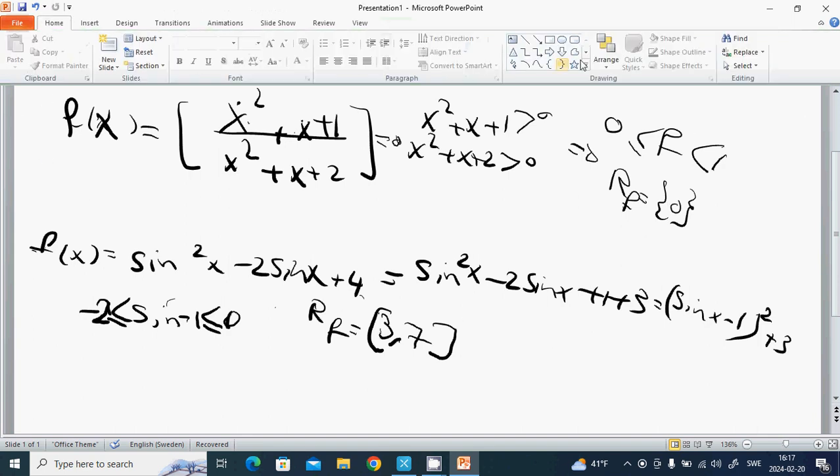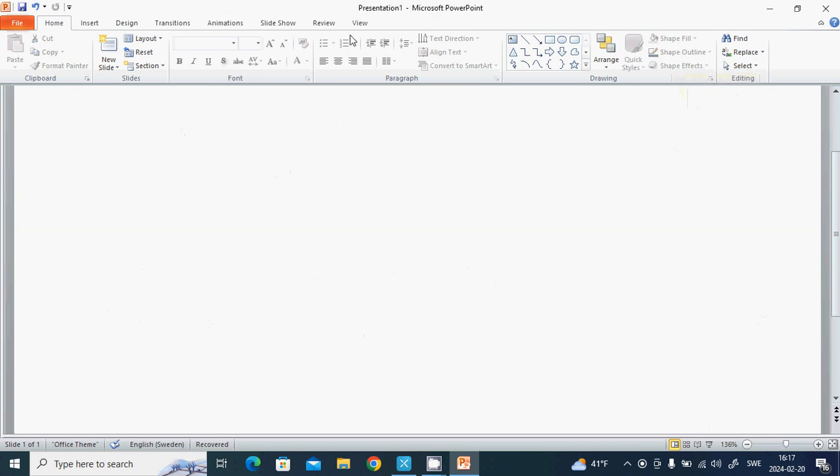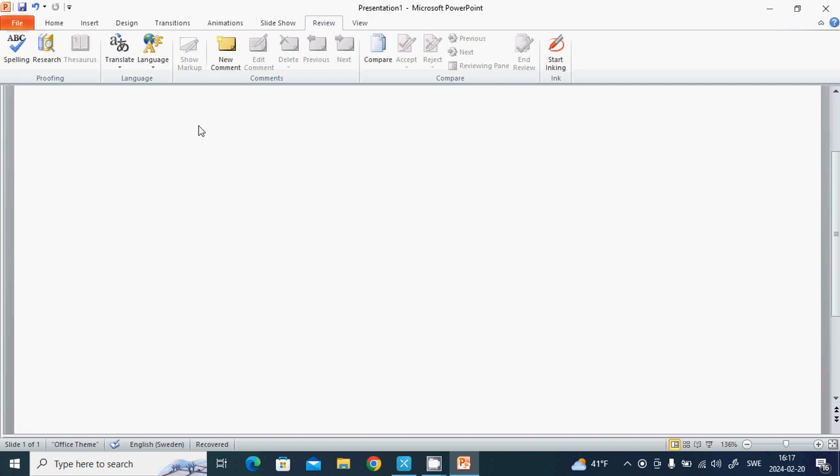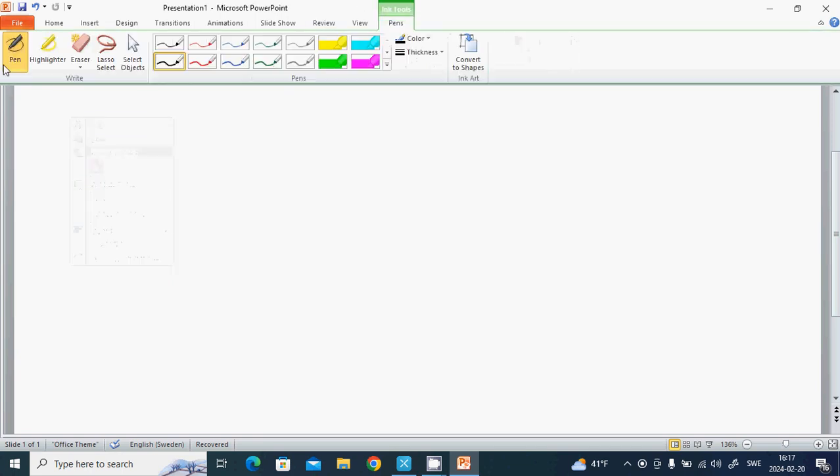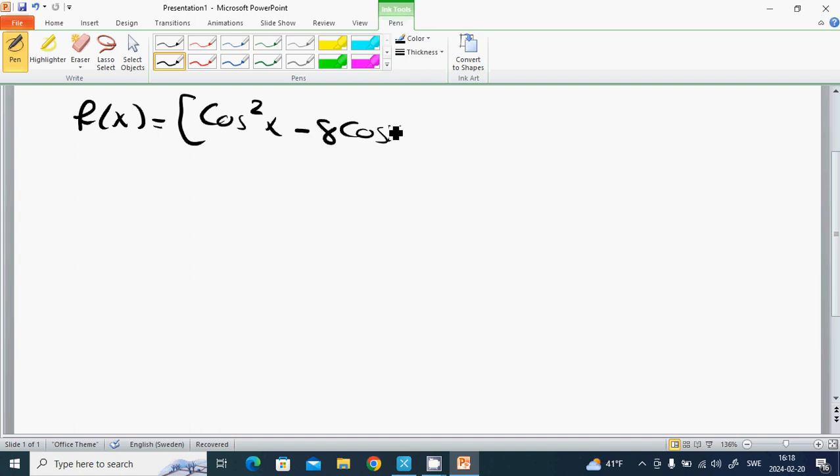The next equation is f of x equals cosinus 2x minus 8 cosinus x plus 20. And it is equals to the bracket cosinus minus 10 multiplied by cosinus minus 2.